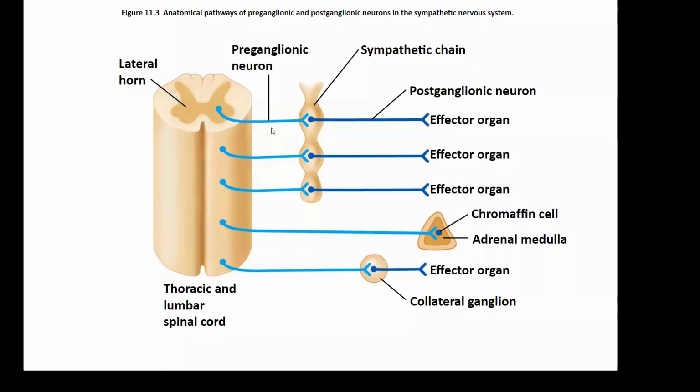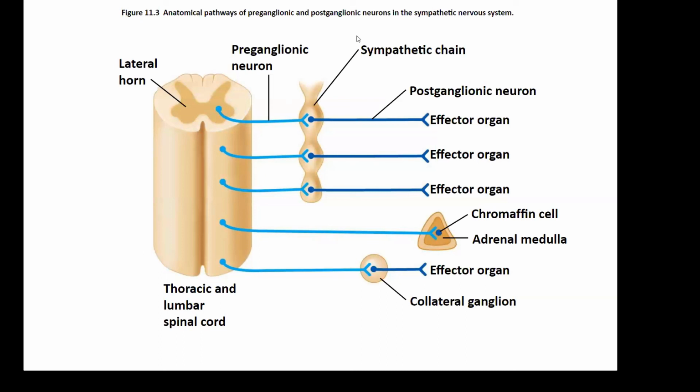So we have our preganglionic neuron coming out. And here's the most typical, the stereotypical sympathetic nerve, goes into the sympathetic chain. That's where we find the cell body for our postganglionic neuron. So we synapse between our preganglionic neuron and our postganglionic neuron. And that postganglionic neuron goes out to our effector organ, maybe smooth muscle, maybe cardiac muscle, maybe a gland. Okay. Down at the bottom, we have our 2 exceptions.